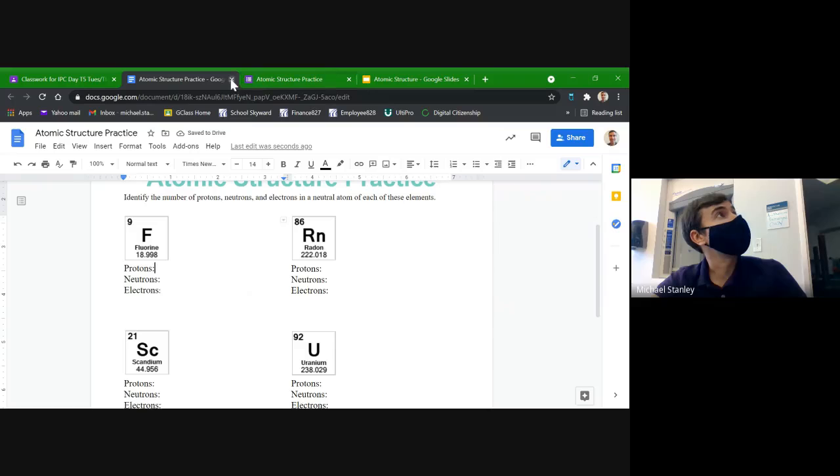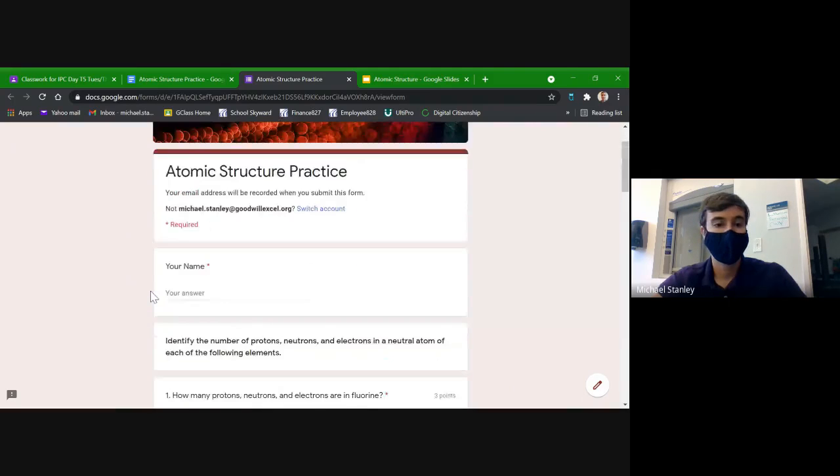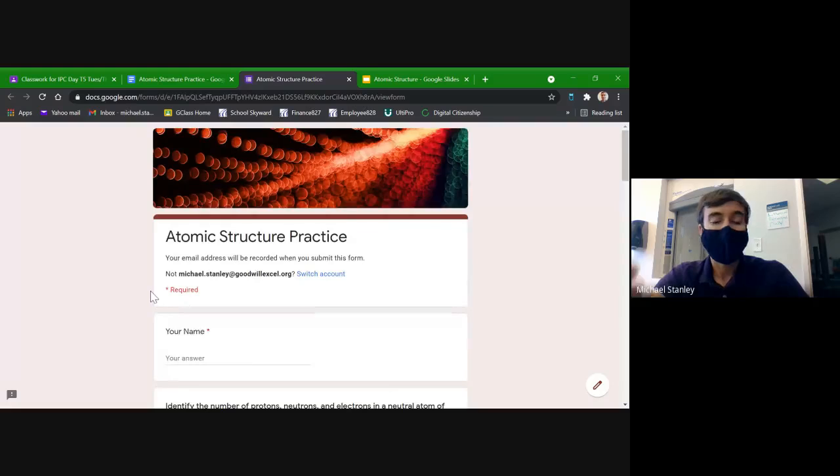Just make sure if you do the Google Form version that you write in all 3 particles for each one of your answers. So each atom should have the protons, the neutrons, and the electrons listed out in the one little answer box down there. So that is for today's homework.